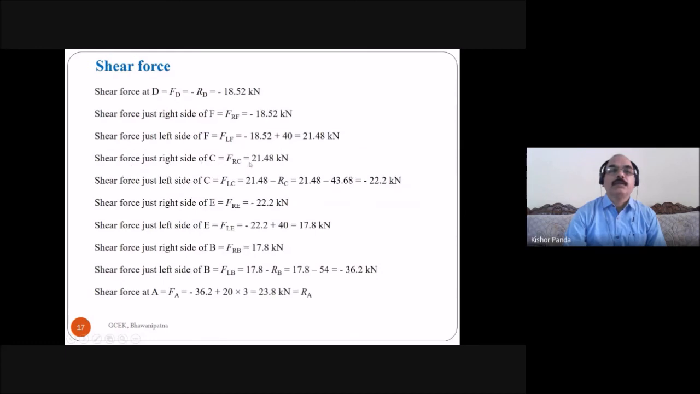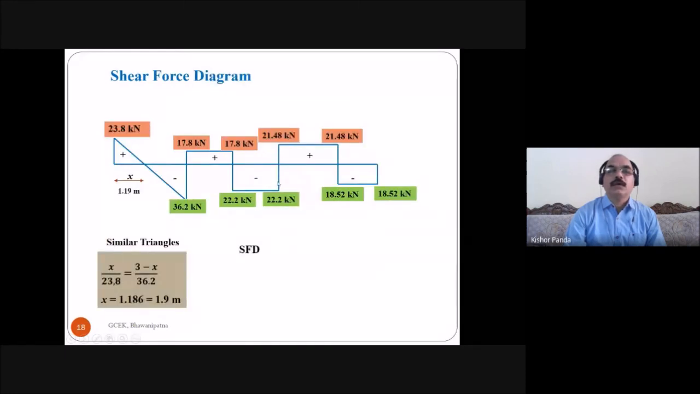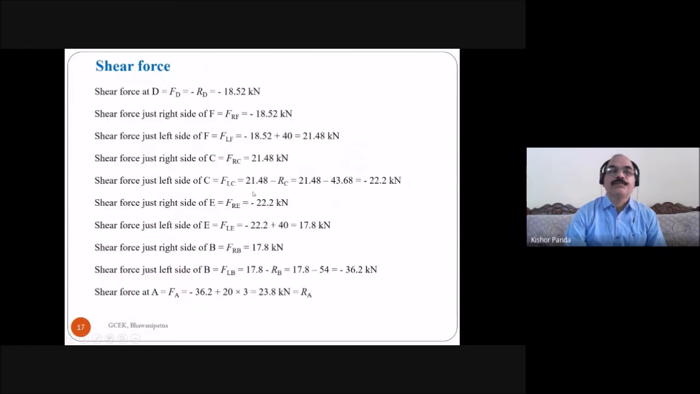Just right of C, the shear force is constant at 21.48. Then what is the shear force just left side of C? Minus 22.2 kilonewton. Here it suddenly decreases due to the upward reaction of 22.2 kilonewton. Once again this remains constant here.